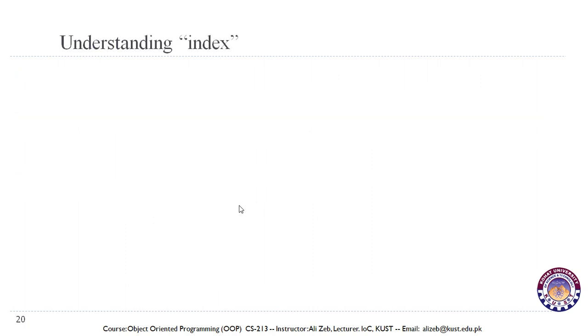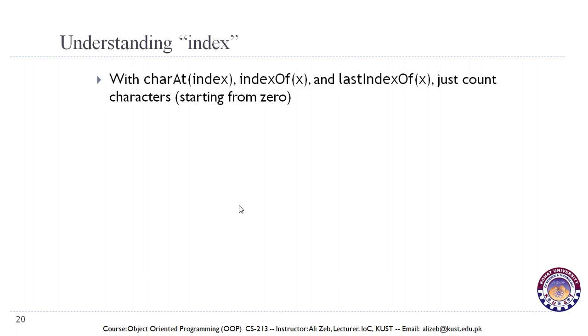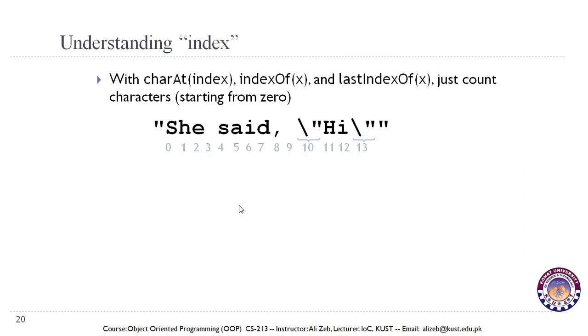So in order to understand what the index is, with the indexOf method we pass a character or a string, and with the lastIndexOf method we pass a character or a string. Just count characters starting from 0. So we are given this string.